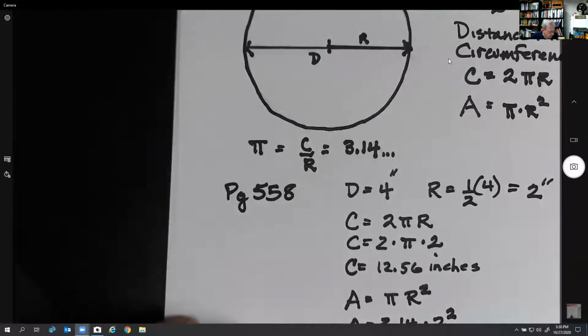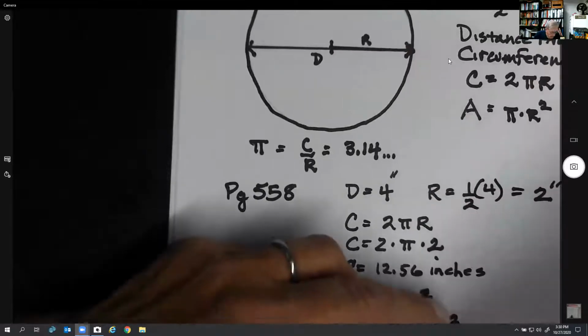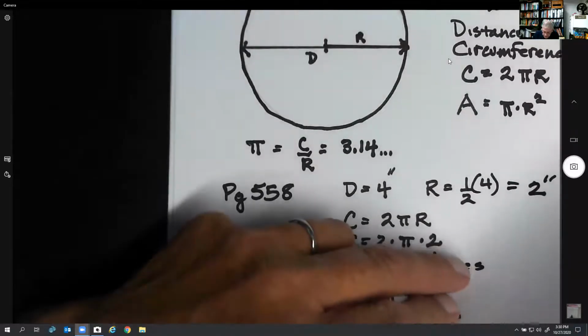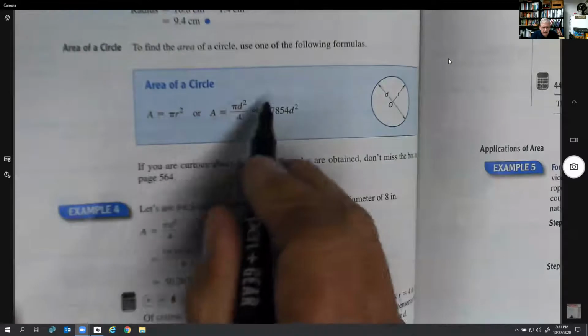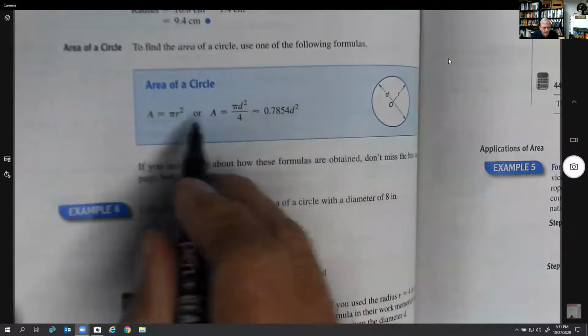So let's try another one. Okay, let's see what we can do. So let's try one that's a little bit more interesting. We're not going to do all this fancy stuff that they got in here. And then on page 462, they have the area of a circle. I want to show you this. We're just going to use this basic one, pi r squared. You can get into these formulas, but we really don't need this.